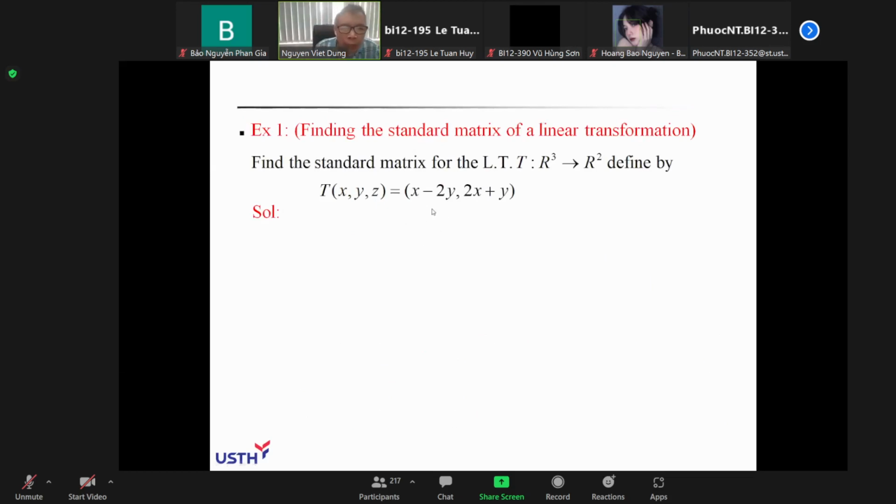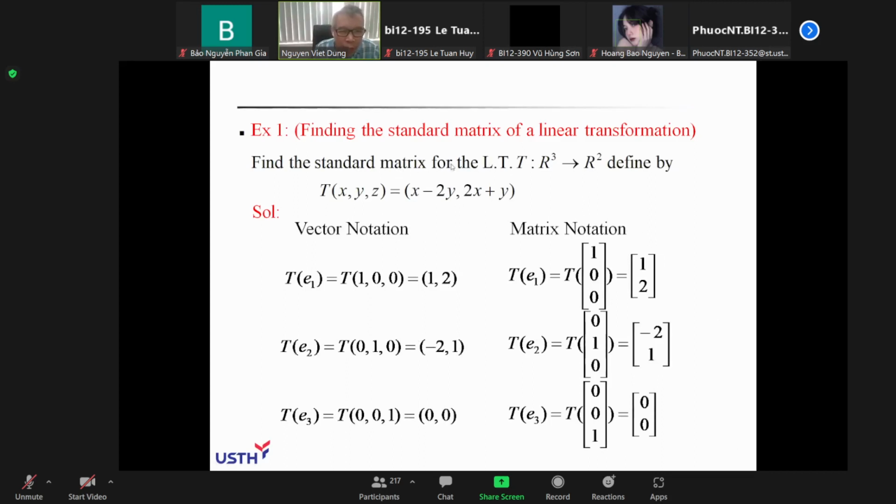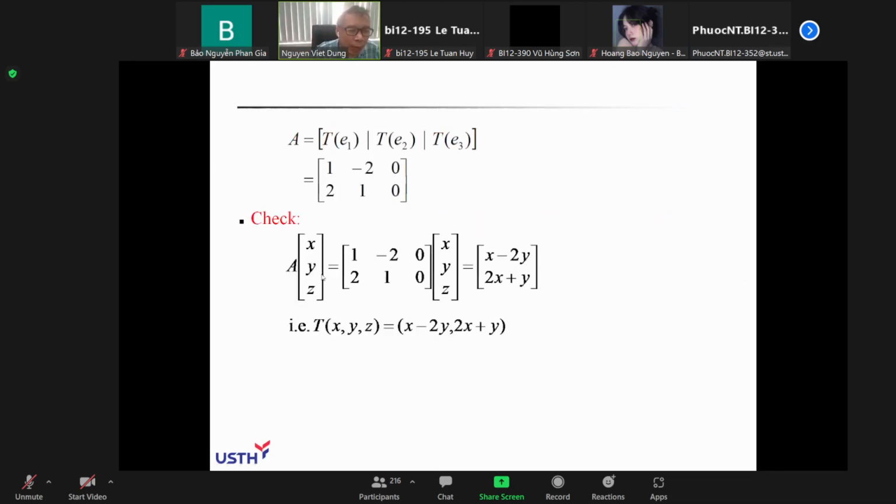Now, consider the linear transformation T from R3 to R2 defined by the formula like that. Then, in order to find the standard matrix for T, you need to calculate T of E1, T of E2, T of E3. If you apply the formula, you will get T of E1 to be that, T of E2 to be that, and T of E3 to be that. Now we write them in columns. The first column is here, the second column is here, the third column. Now put them side by side. You will get A to be that. It is exactly the standard matrix of T. And you can verify A multiplied by that, you will get the same result again. That is the formula.